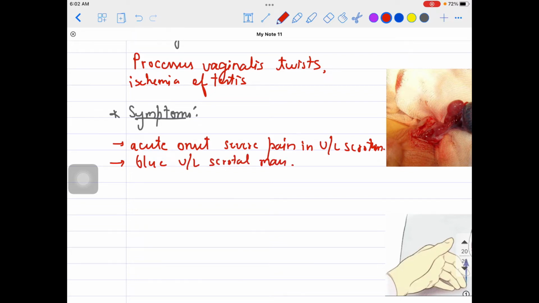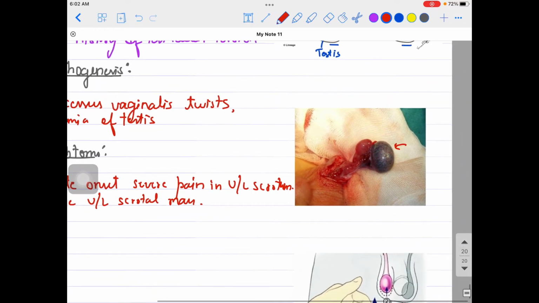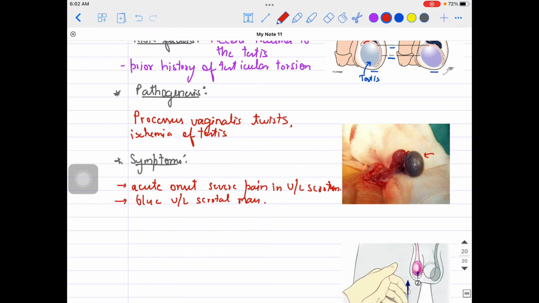Like which you can see in this particular image. Here you can see this bluish colored mass. This is the testis which has undergone torsion due to the twisting of the spermatic cord, and it causes this testicular torsion. This will be seen in the neonates. In the adolescents, patients come with acute pain on the unilateral side of the testis. Then there are some signs which are seen in testicular torsion.